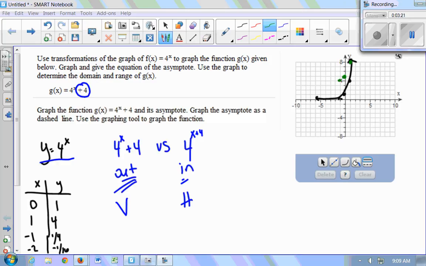And my asymptote, okay, this horizontal line that my graph approached but never crossed, used to be at 0. If I shift everything up by 4, where's it going to land? At 4, yeah. It used to be at 0, now it's at 4, so I've got a horizontal asymptote here. Dashed line, and then the rest of my graph looks something like this. Does that make sense?